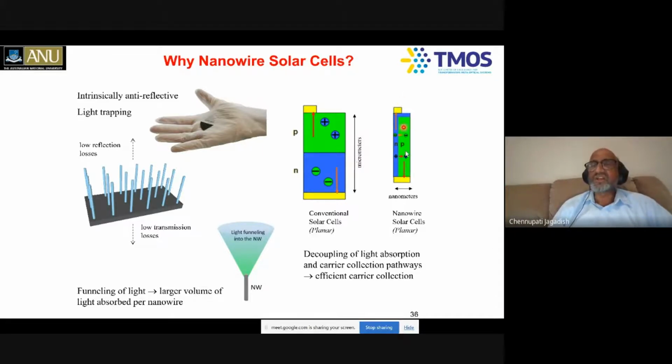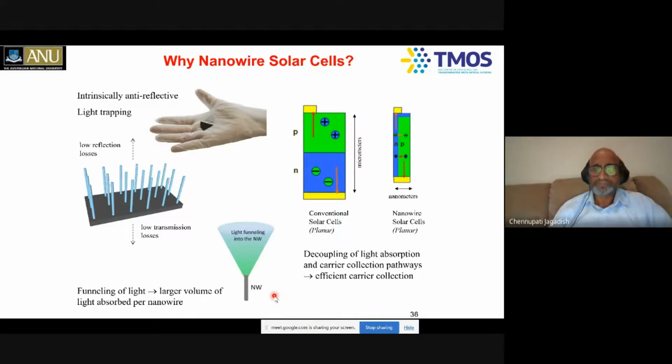Whereas in this case, you can take the nanowires and make them as long as you want to absorb all the sunlight, and you can make the core-shell nanowire a p-n junction, so the carriers do not need to migrate long distances. So really you're decoupling light absorption pathways and carrier collection pathways for the first time using these nanowires. Nanowires also act like an anti-reflection layer, giving low reflection losses because of their distribution. And more importantly, nanowires can act like light funnels to concentrate the light into the nanowire because of their high refractive index, because generally light likes to stay in the high refractive index medium.